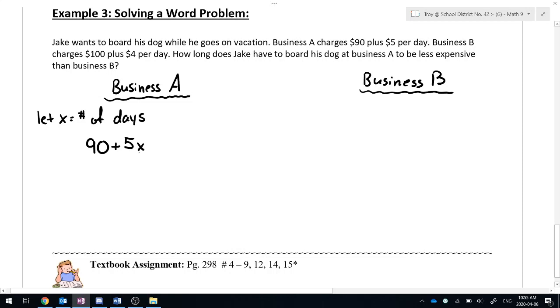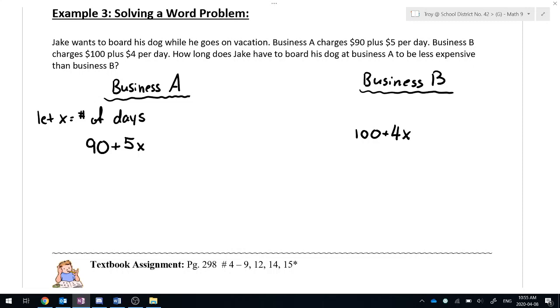That's the amount of money Jake is going to pay to board his dog at business A, depending on how many days he leaves it there. Then for business B, well, business B charges $100 to get into the door, but they only charge $4 a day extra. Okay? X is still a number of days.